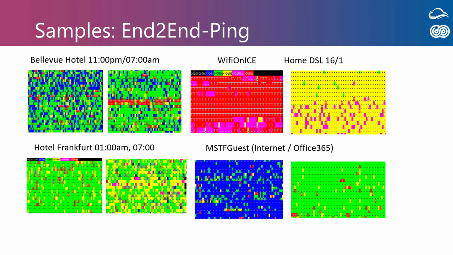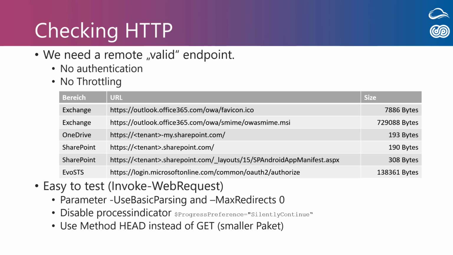Blue means best. Blue is better than green. If you do something else instead of ICMP, you can use HTTP, but you need some friendly endpoints. You need some URLs you can query. Don't try it with authentication because that costs a lot of money. You should find something without throttling, and you can simply use that using these URLs. You see the size about that.